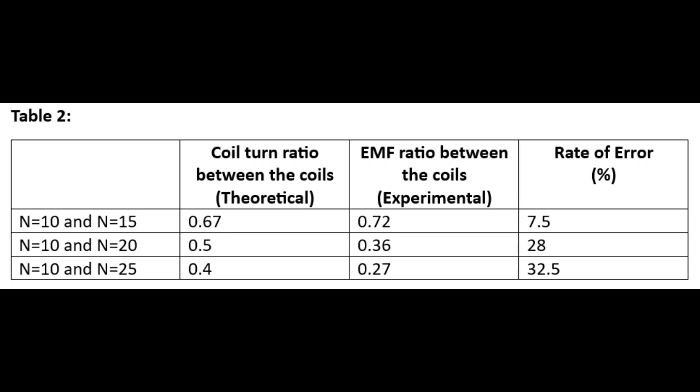Our rate of error increases as the coil turn increases. We can attribute this to the fact that as there are more coil turns, the more energy will be lost in the turns, and the symmetry of the coil will be more disrupted as they are hand-wound.